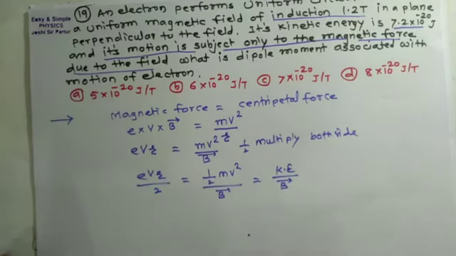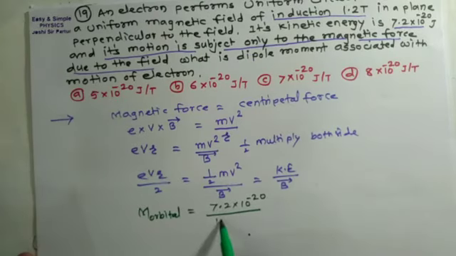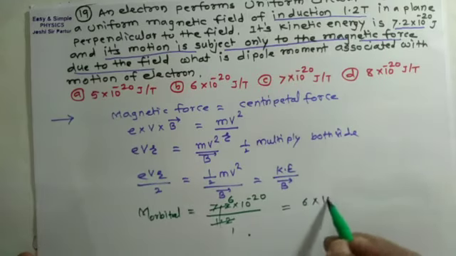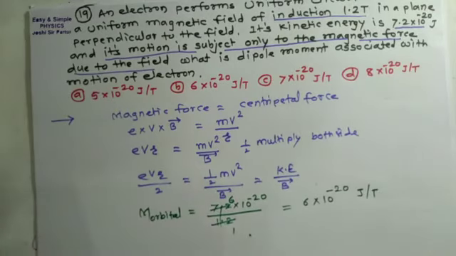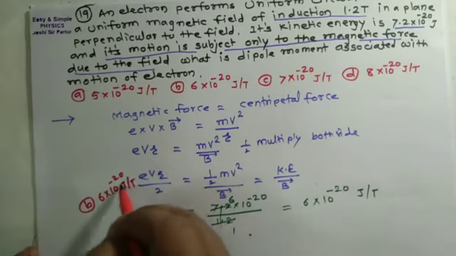So the orbital magnetic moment capital M is equal to kinetic energy divided by magnetic field. It is given as 7.2 into 10 to the power minus 20 divided by 1.2. So the point gets cancelled. 12 1 the 12 and 12 6 the 72. So it is 6 into 10 raised to minus 20 joule per Tesla. So the answer will be option B, 6 into 10 raised to minus 20 joule per Tesla.